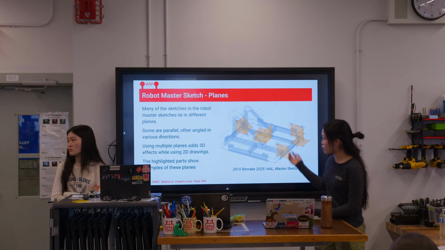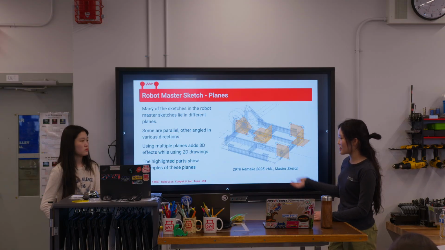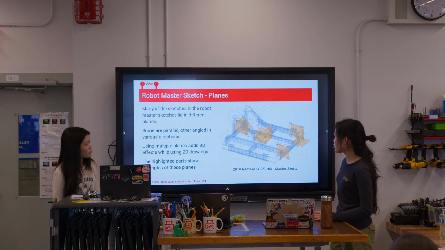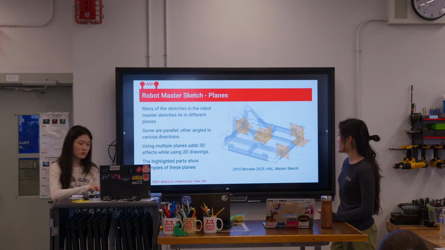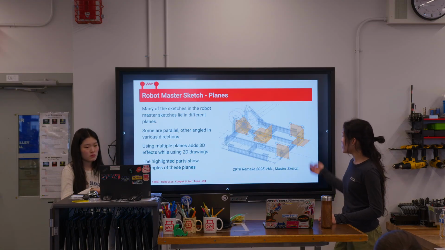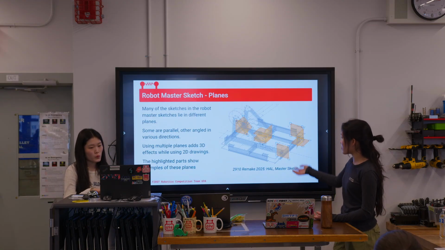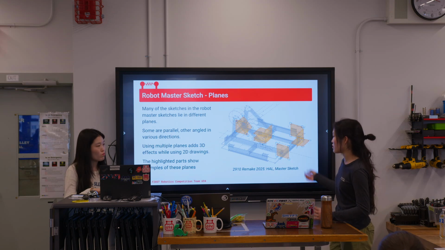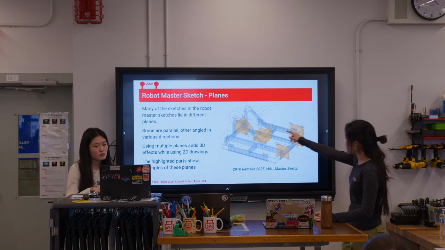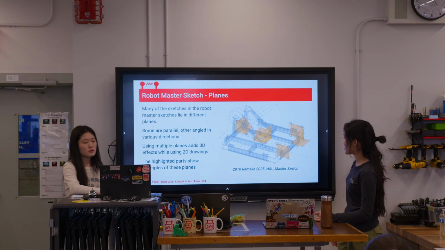Through the use of a lot of planes, it creates a 3D effect while only using 2D drawings, which is very nice, since you don't have to extrude anything in order to represent how the robot will look. With just simple sketches, it looks like a robot because of the locations of the planes and the sketches in three-dimensional space. So the highlighted ones are just the planes. So this is an example.